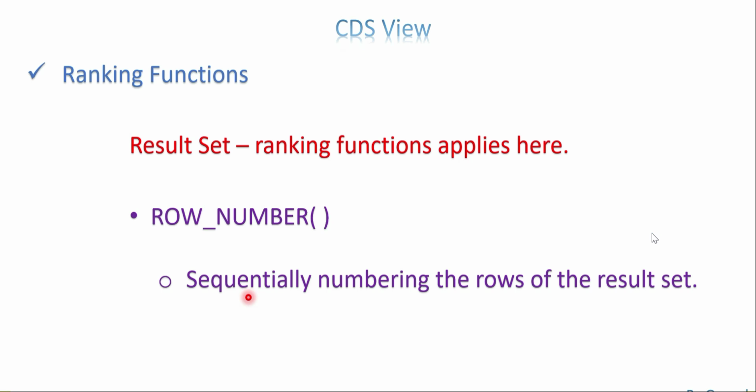Okay, so that is the way these ranking functions work. Based on your result set, your ranking functions also regenerate based on the property of that particular function, because row number has a different property, dense rank has a different property, and rank has a different property. So based on each property, it is regenerated based on your result sets. Okay.